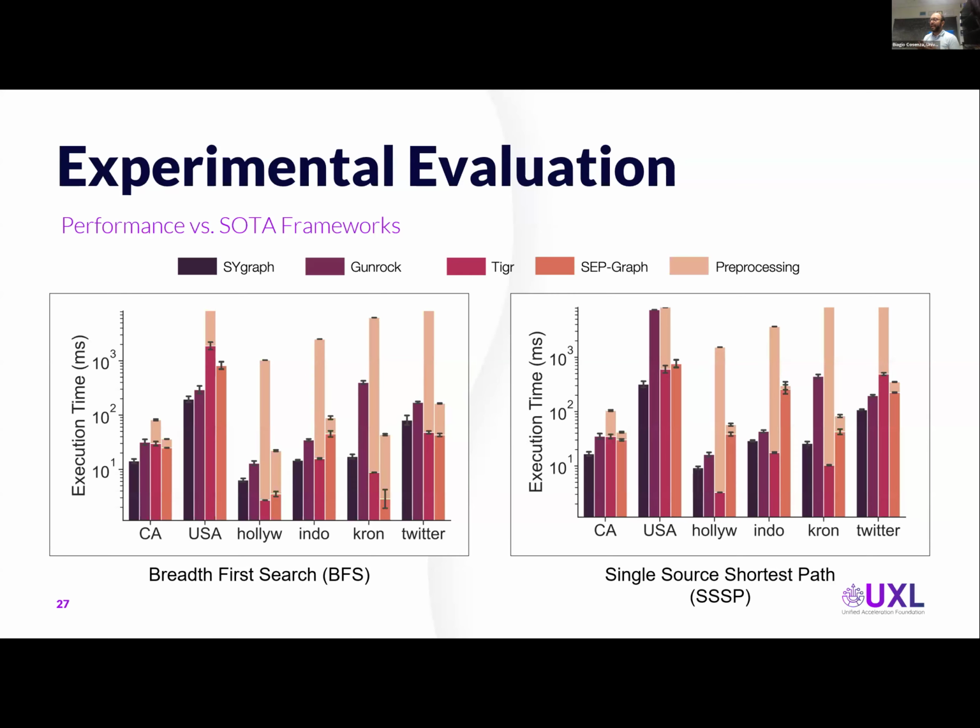Here is BFS and single source shortest path. Here you can see the time, for instance, for SYgraph, which is a framework that has preprocessing, with and without preprocessing. We are always better if we consider the preprocessing. In some cases, we are better even without the preprocessing. This is because we have very good memory utilization. And this is against state-of-the-art frameworks.